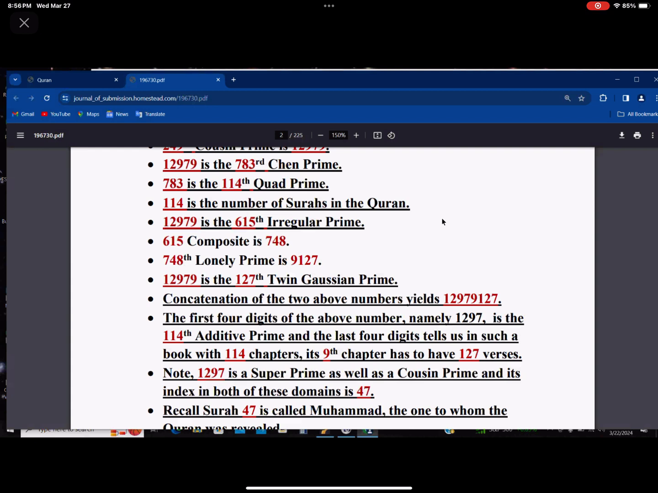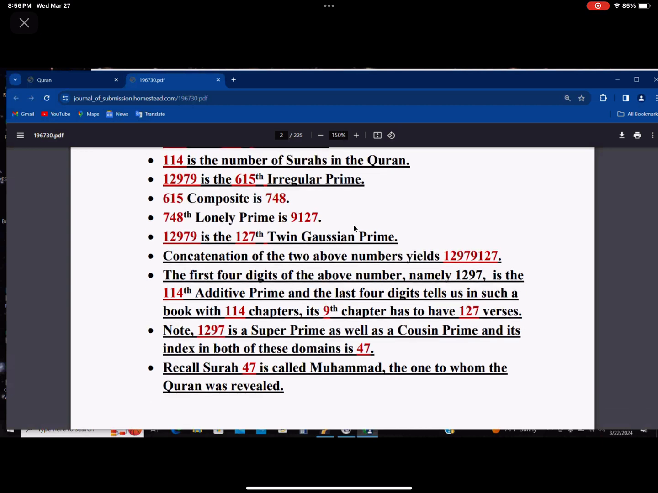12979 happens to be the 127th twin Gaussian prime. Now I concatenate the two above numbers, namely 12979 and 127. You get 129799127. The first 4 digits of the above number, namely 1297, is the 114th additive prime. And the last 4 digits tell us that such a book with 114 chapters, its 9th chapter has to have 127 verses.